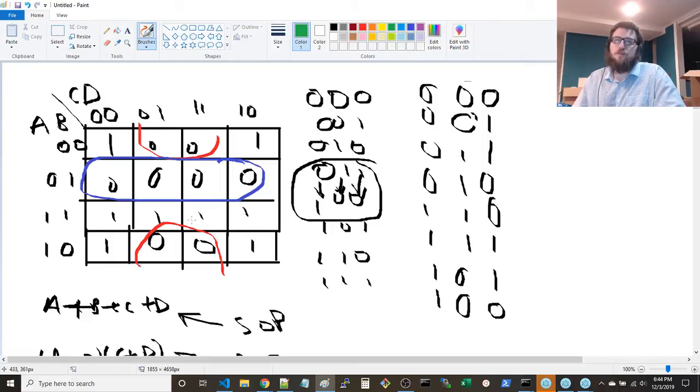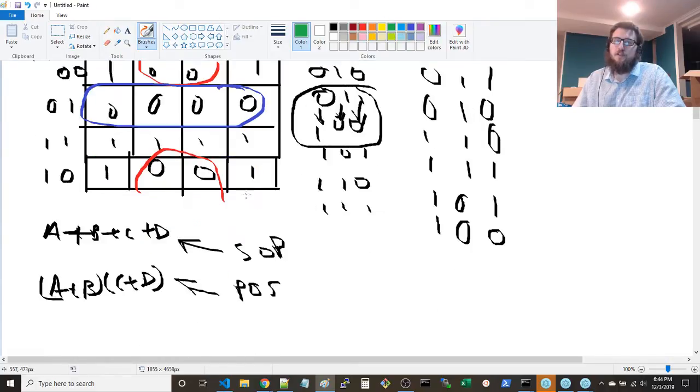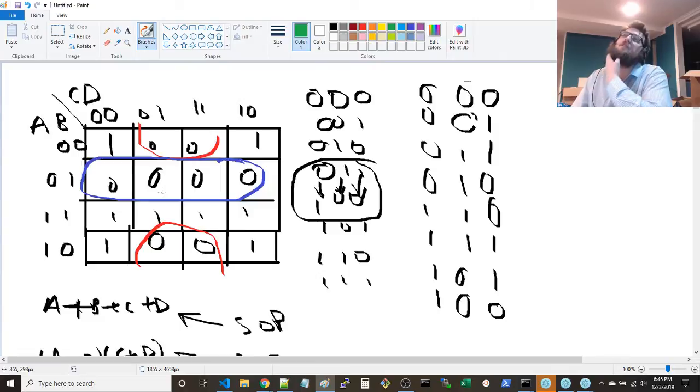Or you can use, so I think this will give you, is it product of sums? I don't remember. I'll go through it in a second, we'll find out. Yeah, no, this is the product of sums that are the zeros, and the sum of products are the ones. And I'll show you what this ends up looking like. It's very interesting.